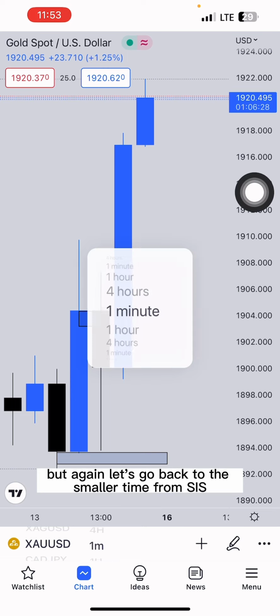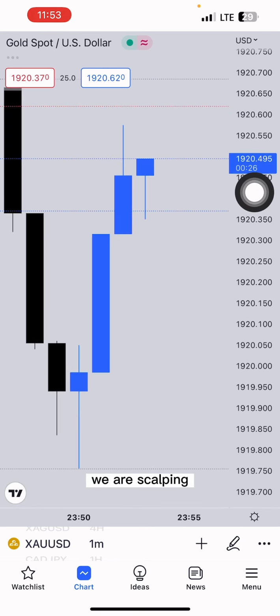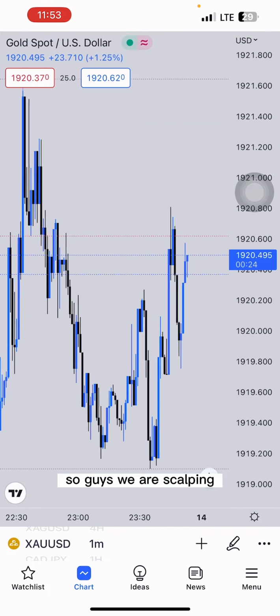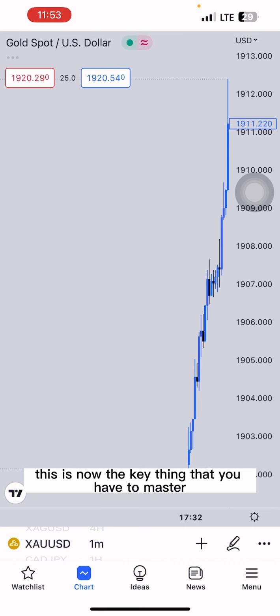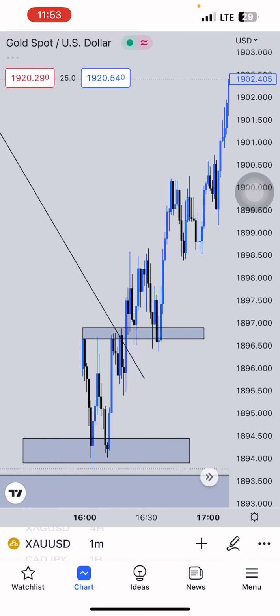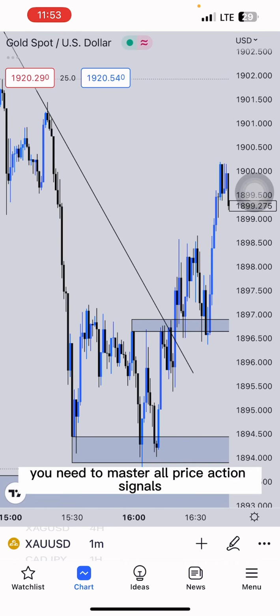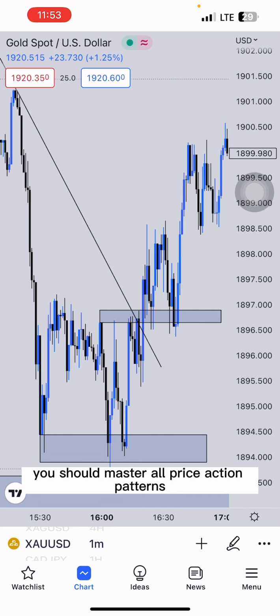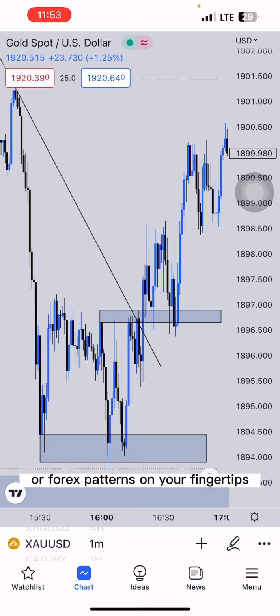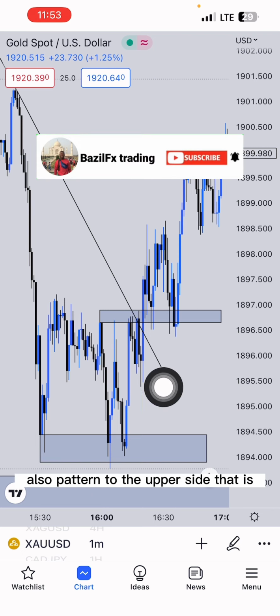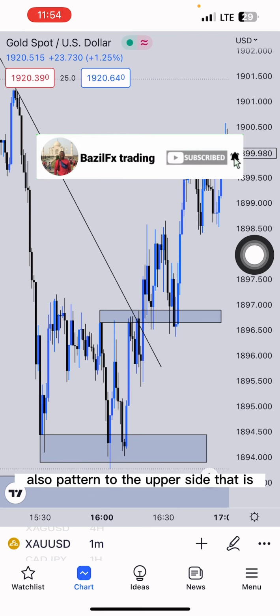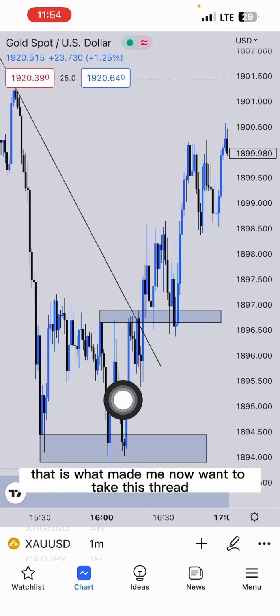But again, let's go back to the smaller time frame, since we are scalping. So guys, we are scalping. Now this is the key thing that you have to master. First of all, you need to master all price action signals. You should master all price action patterns, all forex patterns, at your fingertips. Now, when price came here, 1, 2, 3, when price forms a triple bottom, which is a reversal pattern to the upper side, that is what made me want to take this trade.